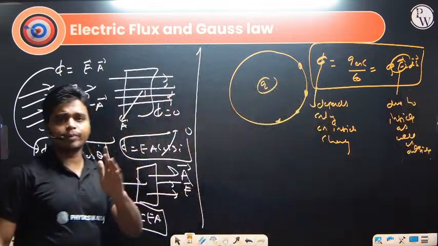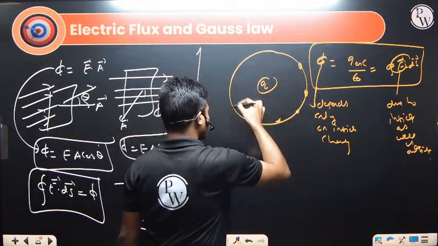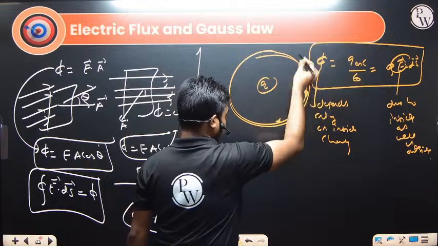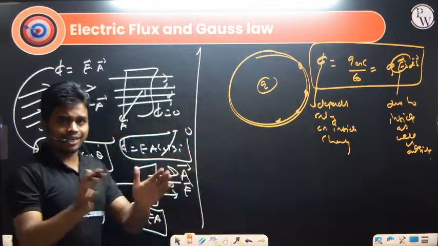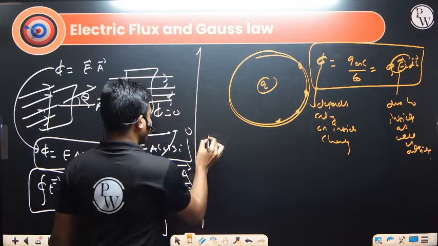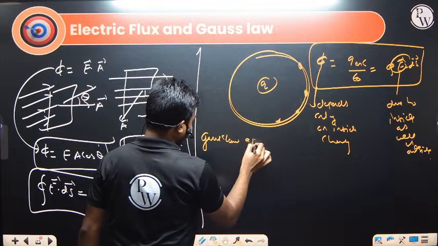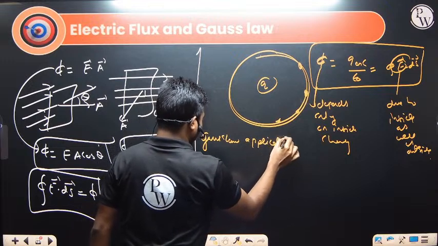And flux will not depend on the size of the Gaussian surface. Flux does not change if you decrease or increase the size of the Gaussian surface. It has a certain application. What is the application? The Gauss law application that we discussed: electric field calculation.